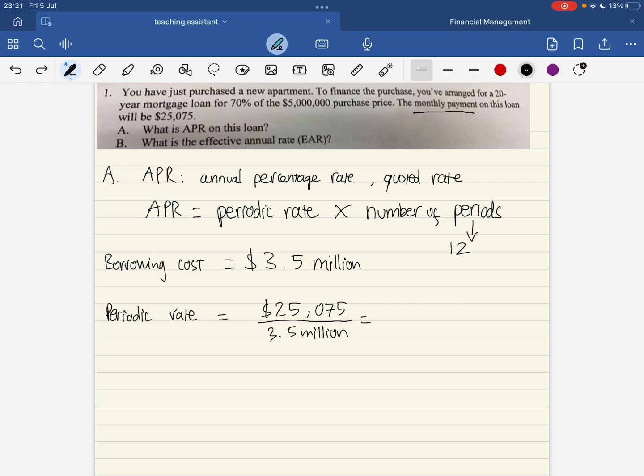Using the calculator to compute, I came up with the answer of 0.72%. So the periodic rate is 0.72%. Therefore, the APR will be equal to 0.72% times 12. This is equal to 8.6%. So the final answer for part A will be 8.6%.